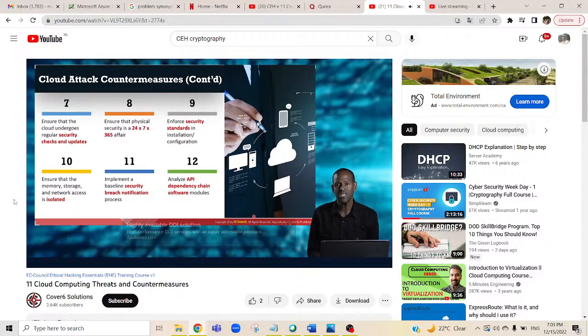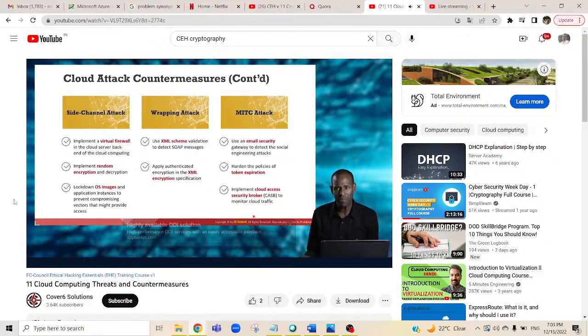Now, against specific types of attacks, like for instance a side channel attack, you're going to need virtual firewalls in the cloud to stop one instance from being able to access another instance. We're going to need random encryption and decryption. We're going to need lockdown of OS images and instances so that there are no vectors that an attacker might follow to attack another instance in the cloud.